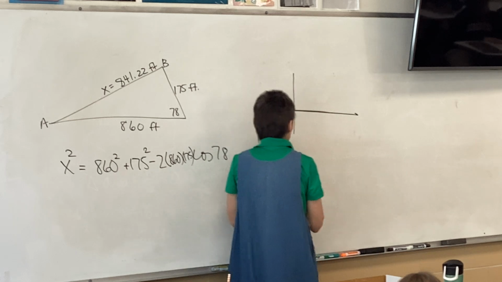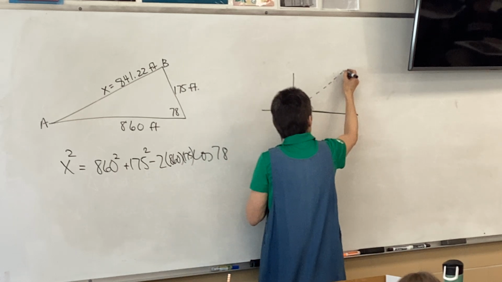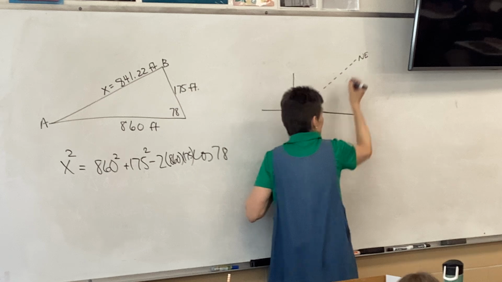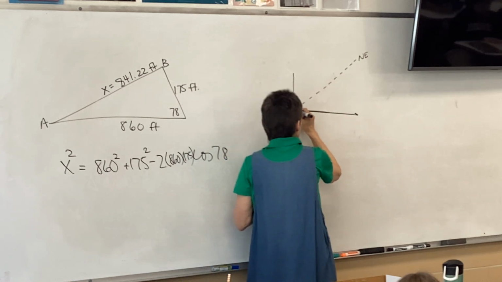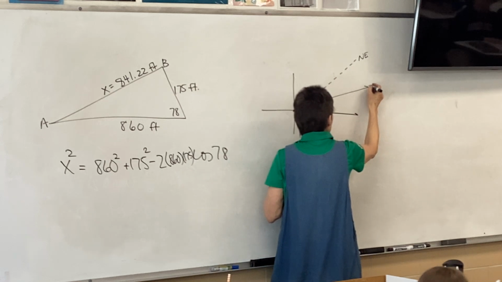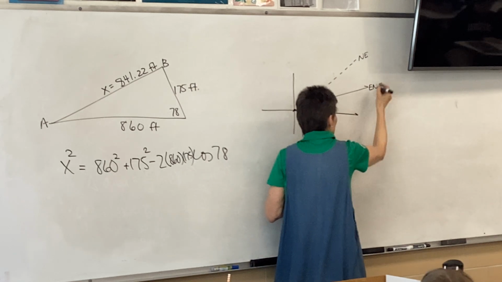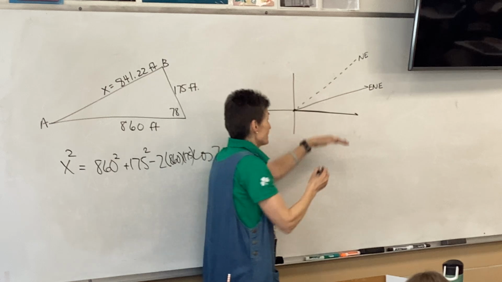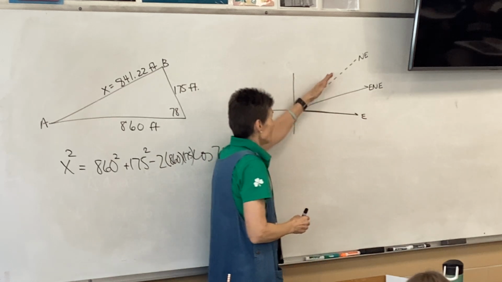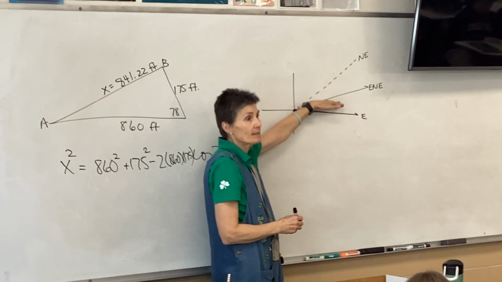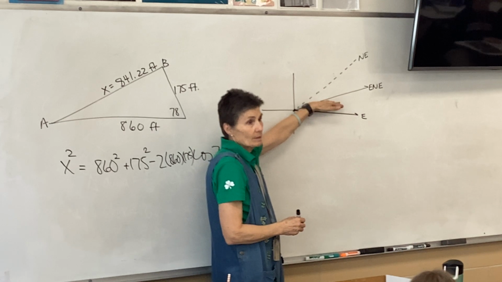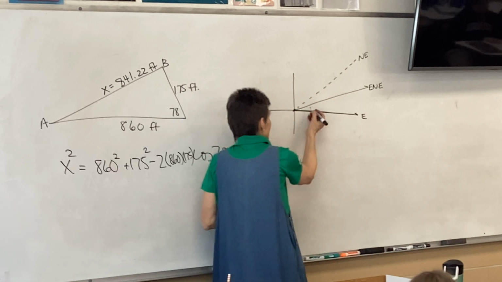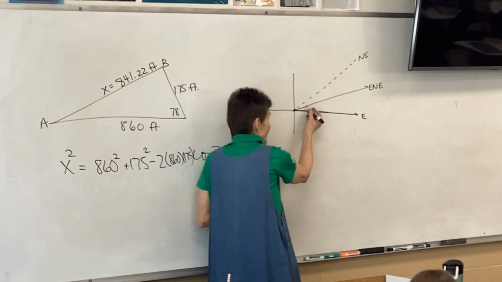Okay, so remember, this is northeast, right? And this is east northeast, because this is east. It's on the east side of the northeast line. Okay? Now, what angle is this right here? This guy right here? 45.